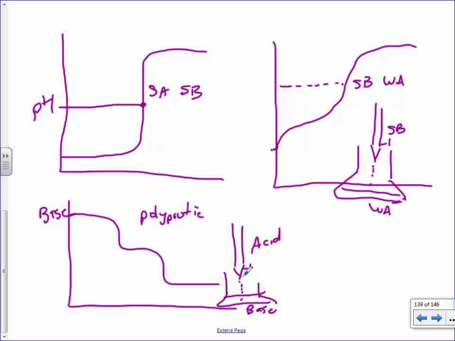Strong and strong. Is one of them polyprotic? Which one is the sample? Which one is the titrant?